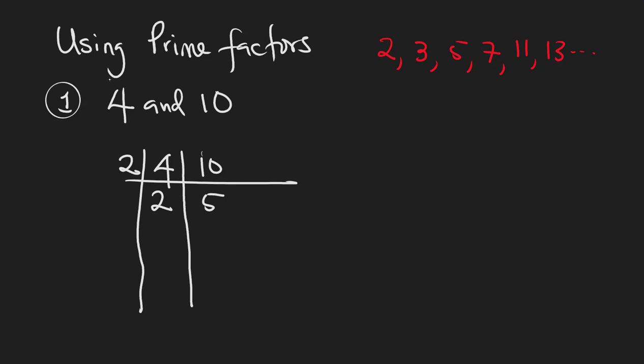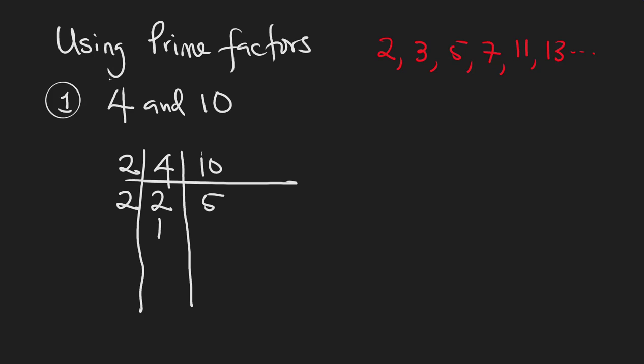Can these 2 go into any of these numbers? Of course, yes. 2 can go into 2, so you write the 2. 2 divided by 2 is 1. And 5 divided by 2 is not possible. It can divide, actually, but with remainder. We are looking for numbers that are divisible without any remainder.